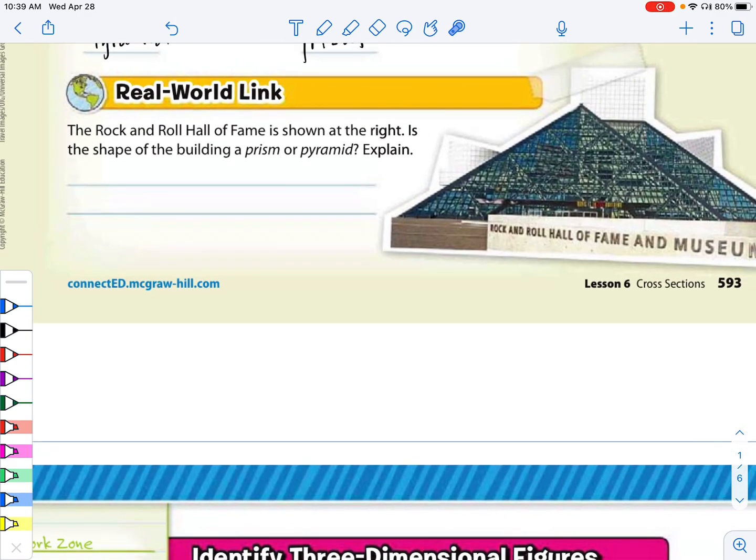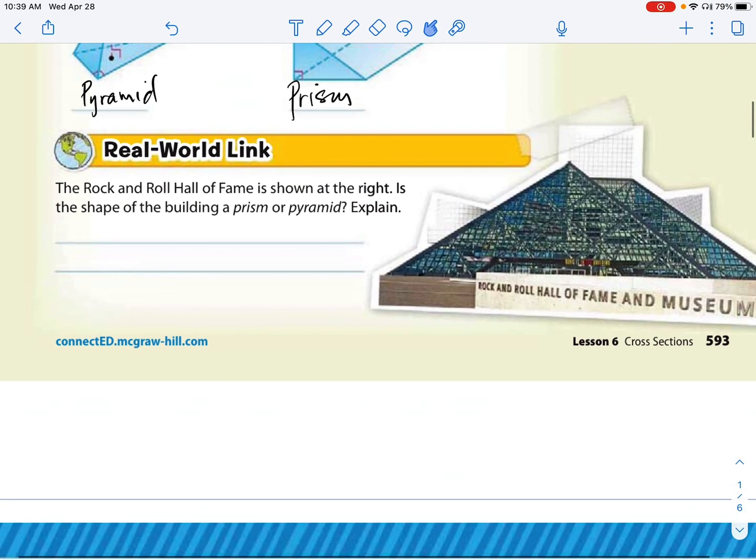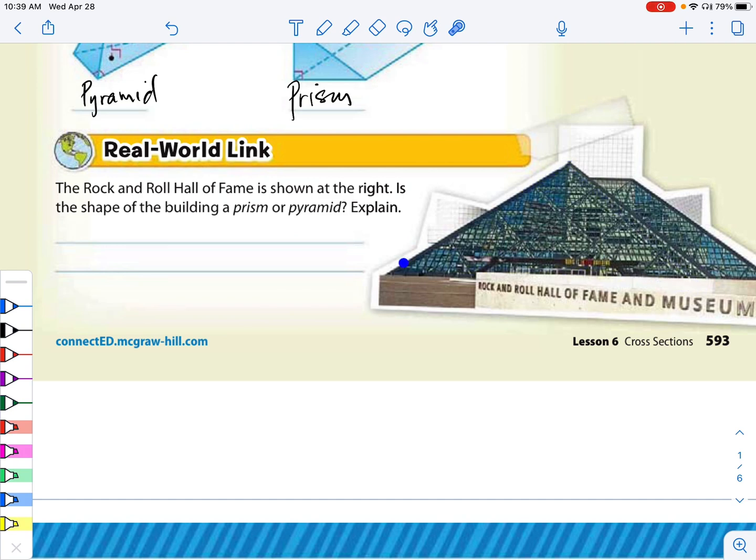Let's take a look at the real world link and see how we can see this outside. The Rock and Roll Hall of Fame is shown at the right. This is the shape of a building. Is the shape of the building a prism or a pyramid? If you notice, the faces are all triangles right here, and the base is a rectangle. So this is a pyramid.